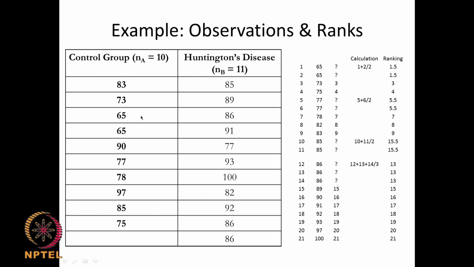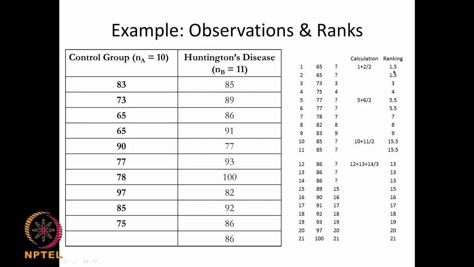So, what do we do? We combine all these data. So, 11 plus 10, 21 sets of data, and then we arrange them in ascending order, that means increasing order. We start with 65 and go right up to 100, which will get a rank of 21. There are two 65s, so these will get a rank of 1.5 because 1 plus 2 divided by 2. Do you understand? Then comes 73, then 75, then 77. There are two 77s here, so these will get ranks 5 and 6. So, 5 plus 6 by 2, 5.5, 5.5, like that you rank all the data.